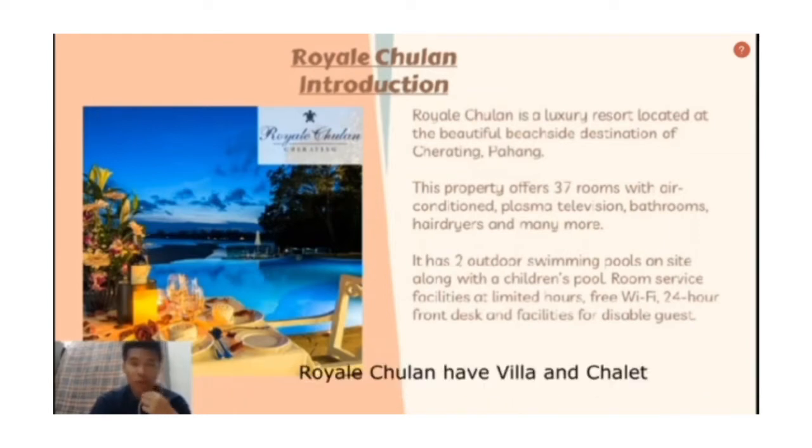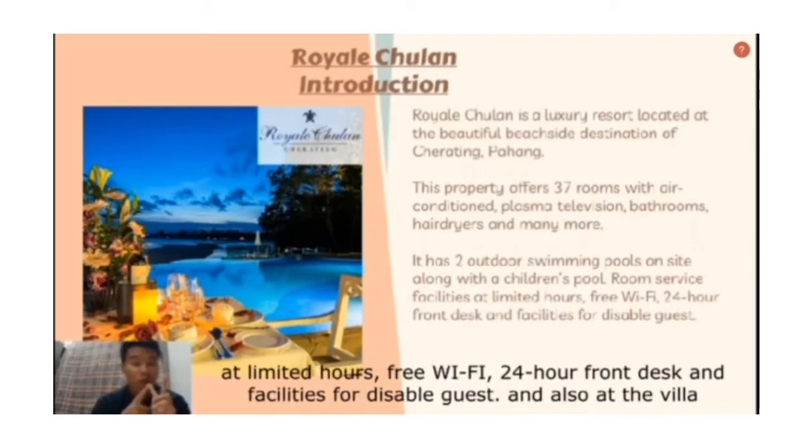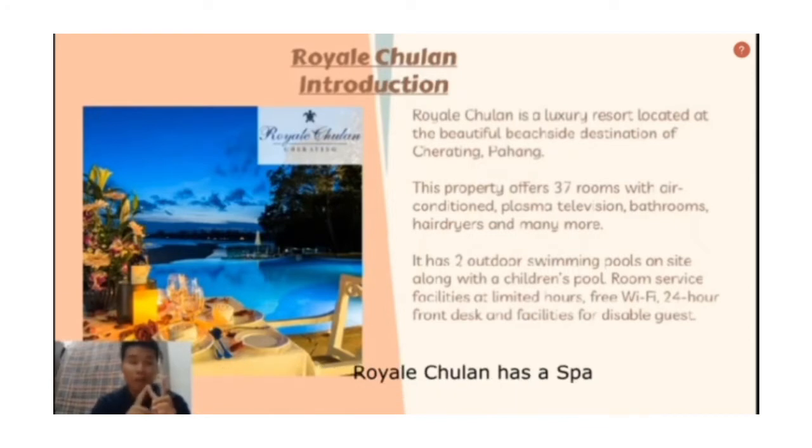Royal Chulan has a villa and chalet. The chalet consists of 80 rooms. The villa has 2 outdoor swimming pools on site along with a children's pool, room service facilities at limited hours, free Wi-Fi, a 24-hour front desk, and facilities for disabled guests. And also at the villa, Royal Chulan has a spa.